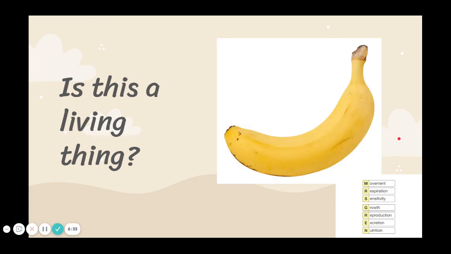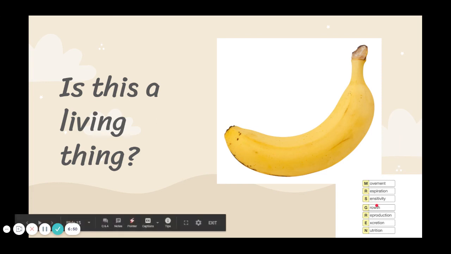Is this a living thing? Thumb up or thumb down? No, this is not a living thing. It used to be a living thing. When it was growing, it was a living thing. It lived on a plant, which is living, and it grew. But now that it's been picked, ready for us to eat, it cannot do these things anymore. So this is dead, this is no longer living.